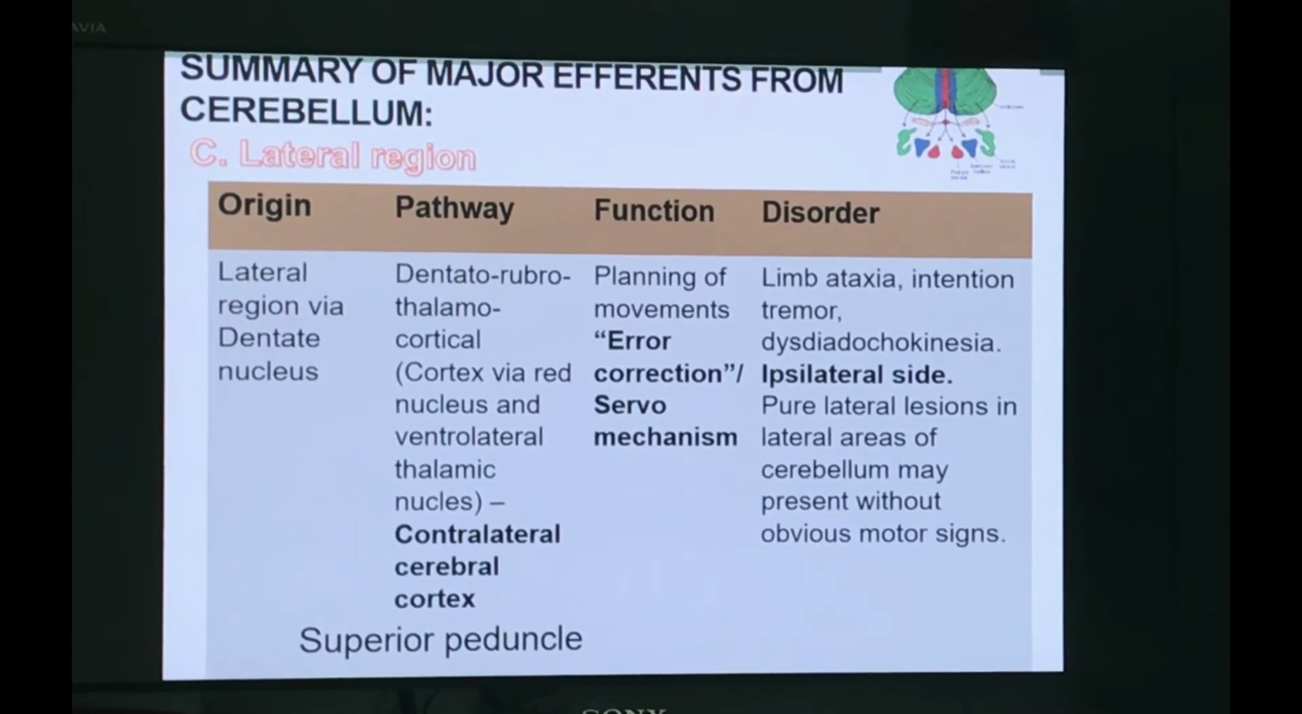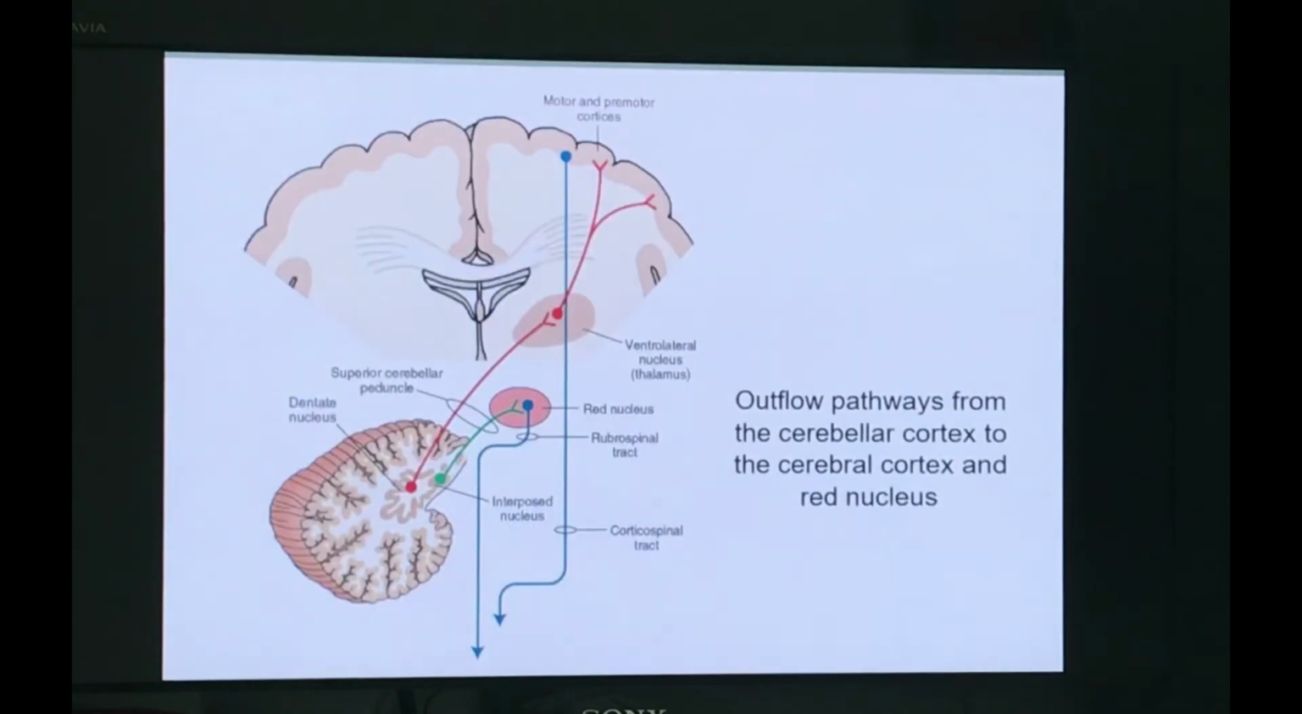All these are done. The patient might overshoot when they are doing the finger nose test. These are some of the tests done to see whether the patient has any cerebellar lesion.